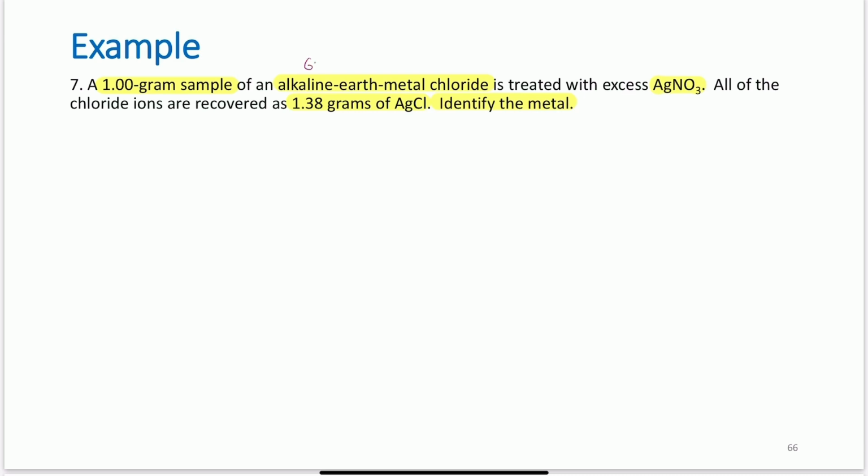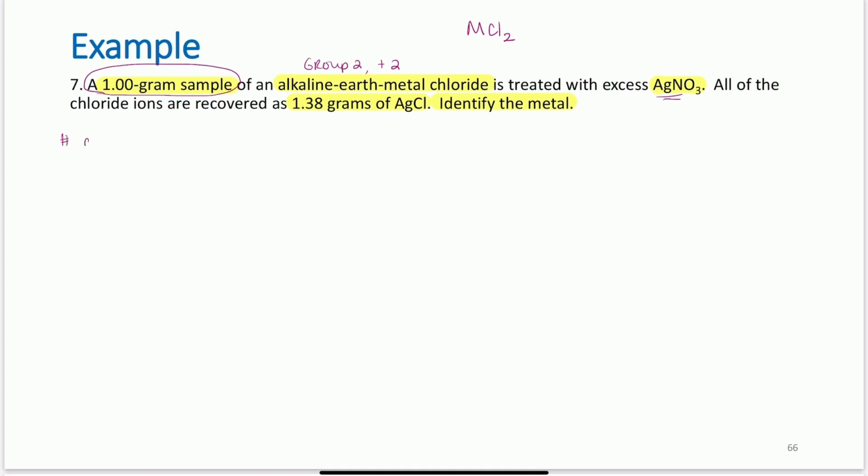Alkaline earth means group 2, which all have +2 charge, which means I have some formula of MCl2. I know that the chloride reacts with silver to form insoluble silver chloride. That's why I added the excess silver nitrate here. So I want to find the number of grams of chloride I have in my original sample. If I can find the number of grams of chloride, I can subtract that from here, and then I can find the grams of unknown I have.